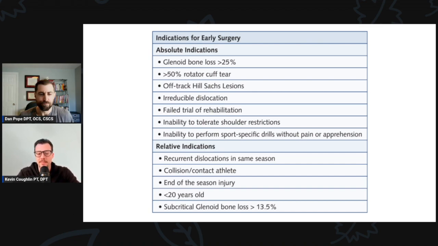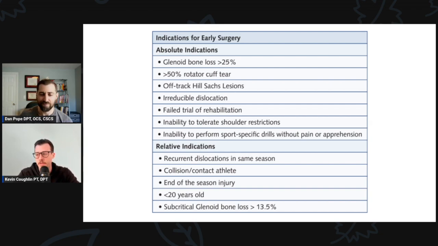And then we should really be considering surgery, a relative indication list of they've had more than one dislocation in the same season, because we probably risk more significant concomitant injuries. If they're a contact or collision athlete, like a rugby or football player, their risk is higher. So they probably want to do surgery. The season's over and we have some time off and we can start to think about how to be optimized for the upcoming season next year. Probably want to consider surgery in that case.